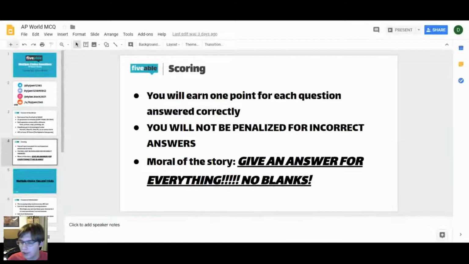If you even just guess, if you try to narrow it down and then guess what you can, that'd be my best advice, because by leaving something blank, you are shooting yourself in the foot, giving yourself 0% chance of getting it right. Basically, give an answer for everything. Even if it just comes down to a guess of all 4 answers and you have no idea, you at least have somewhat of a chance of getting it right.